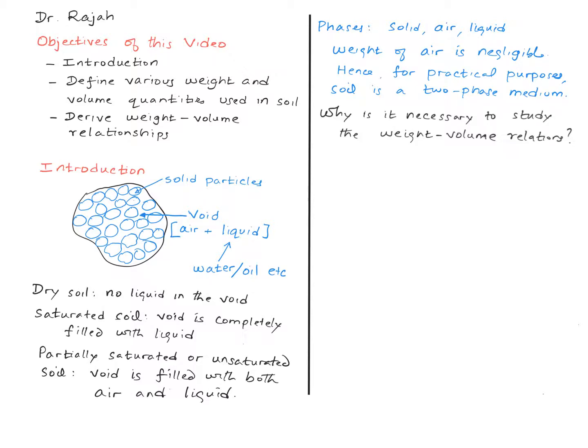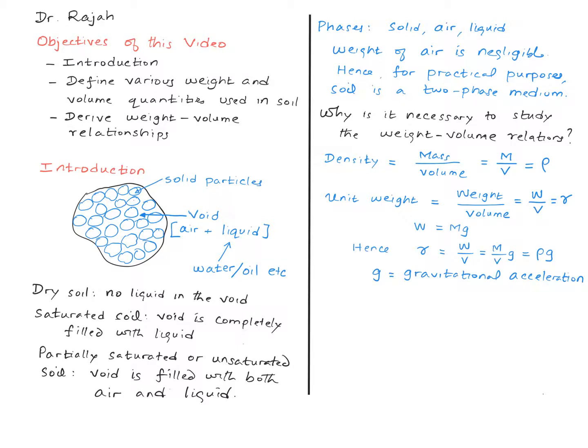So let me go ahead and first define it. The density is defined as mass over volume, whereas unit weight is defined as weight over volume. We'll use these notations here. Capital M for mass, capital V for volume, rho for density, and gamma for unit weight. We know from our basic physics, weight equals mass times g, mg, and therefore gamma is related to the density through these relationships. Gamma equals rho g, where g is the gravitational acceleration.